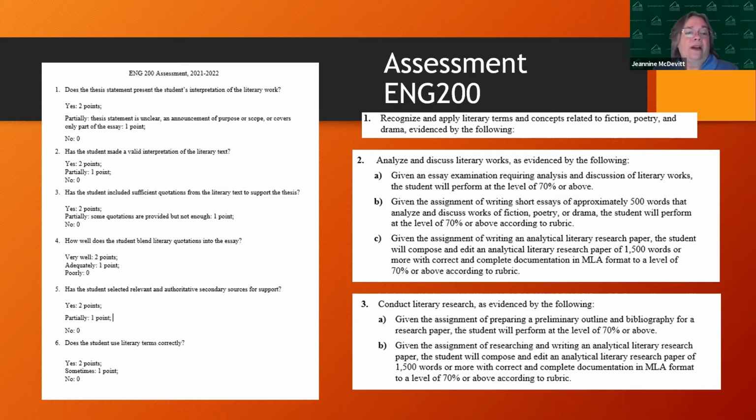Has the student selected relevant and authoritative secondary sources for support? Yes, partially, and no. And then does the student use literary terms correctly? And here we have outcome 1, okay? All the other questions relate to 2 and 3, but outcome 1 is about literary terms. Yes, sometimes no. I found personally that in teaching English 200, one of the hardest literary terms to get students to understand is metaphor. I don't know if any of you have had that experience. Getting students to think metaphorically and to understand what a metaphor is is very difficult. So yes, sometimes students do struggle with using literary terminology correctly.